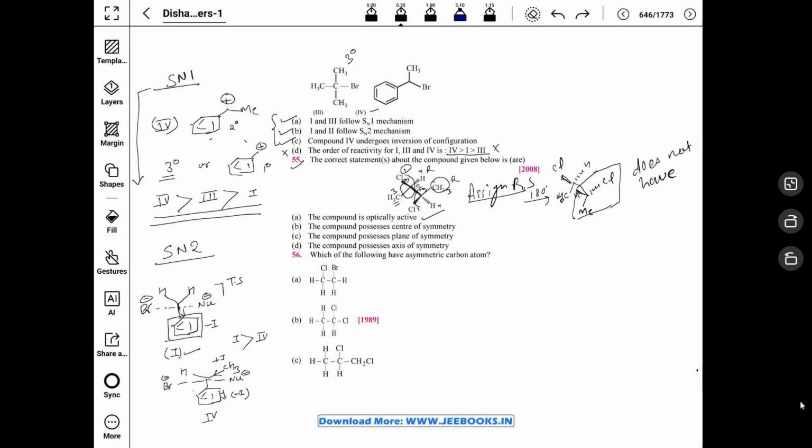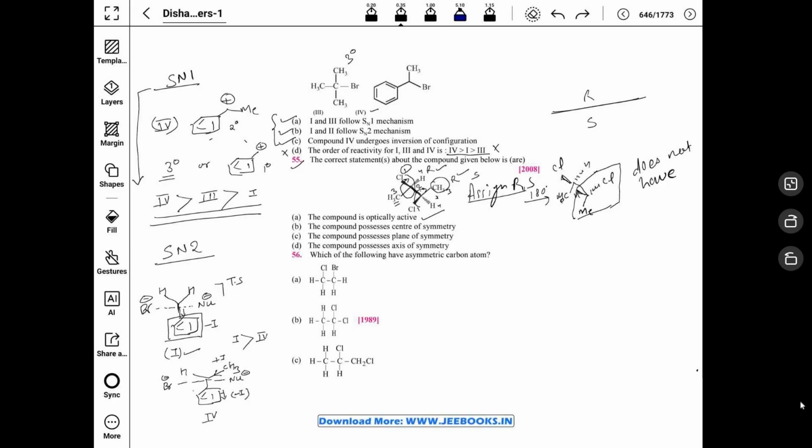But suppose this carbon had S configuration, then there would be a plane of symmetry, because if one chiral carbon is R and the other is S, they are mirror images of each other. Therefore, we could say it has a plane of symmetry. But here, both chiral carbons have configuration R and R. Therefore, it doesn't have a plane of symmetry.